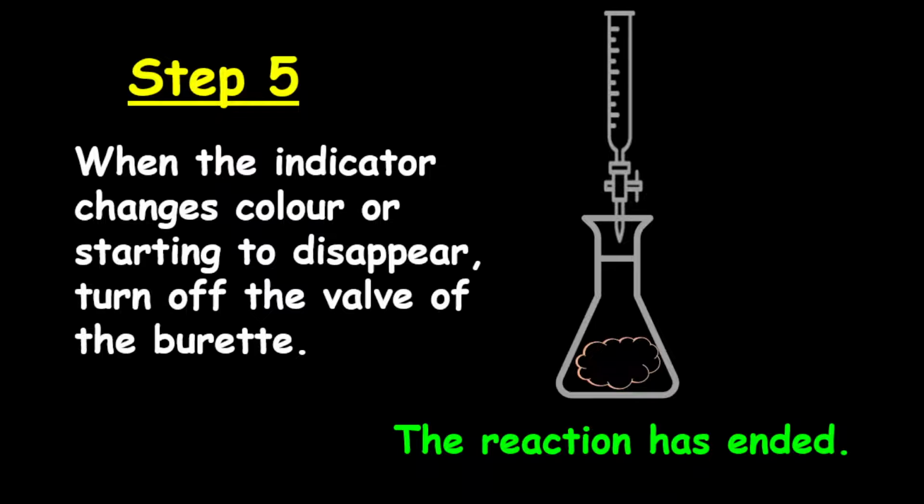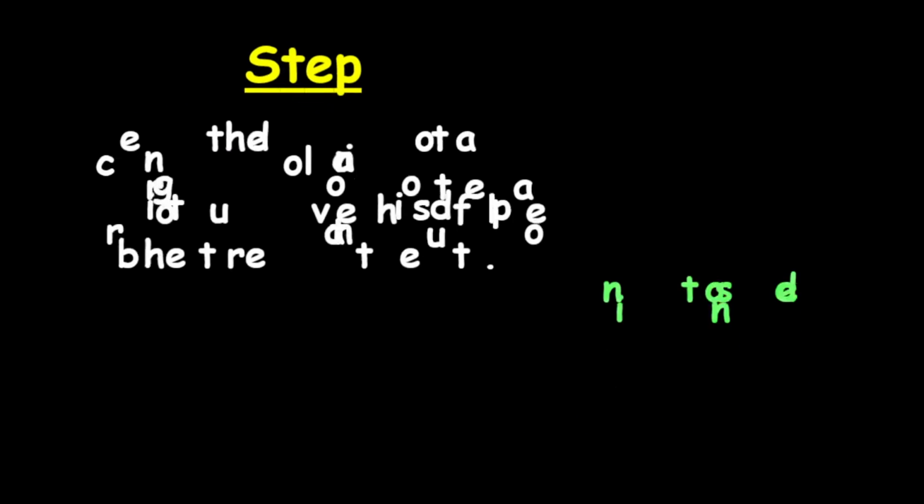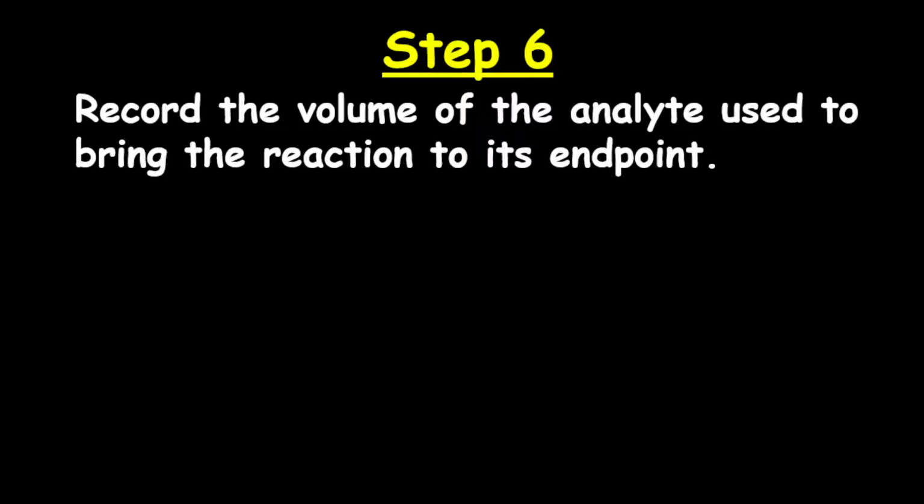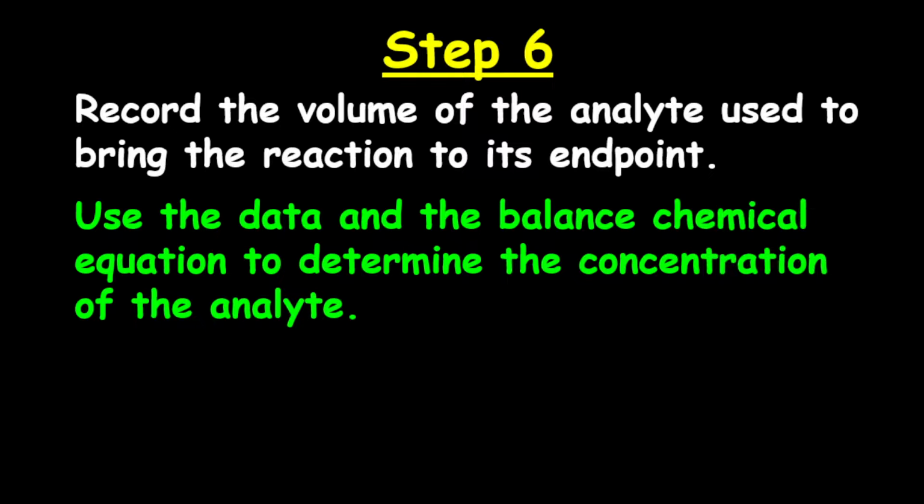At this point, the reaction is at an end, or you can note that this is the neutralization point if it is an acid-base titration. Also, this point is also called the equivalence point. Your next step is to record the volume of the analyte used to bring the reaction to its endpoint. Also, you should use the data and the balanced chemical equation to determine the concentration of the analyte.